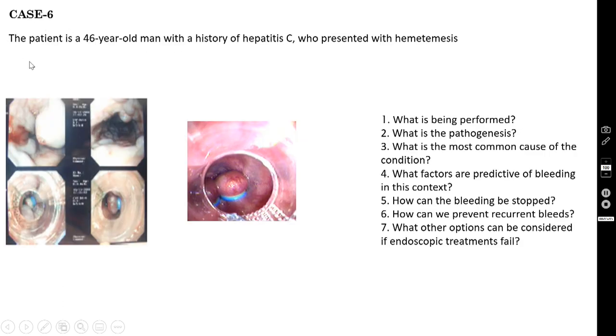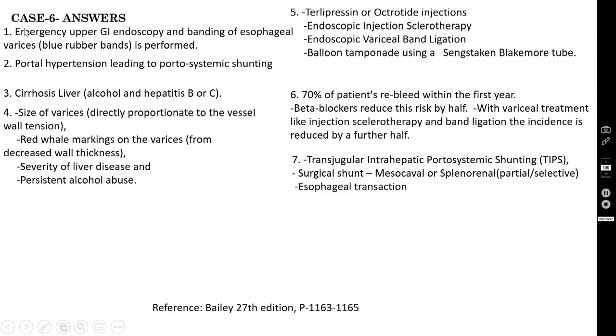Case number 6: the patient is a 46-year-old man with a history of hepatitis C who presented with hematemesis. What is being performed here? What is the pathogenesis? Emergency upper GI endoscopy and banding of esophageal varices with rubber bands is performed here. What is the cause for this pathology? Portal hypertension leading to portosystemic collaterals producing esophageal varices. What is the cause for this? Cirrhosis of the liver. It could be because of alcohol or hepatitis B or C.